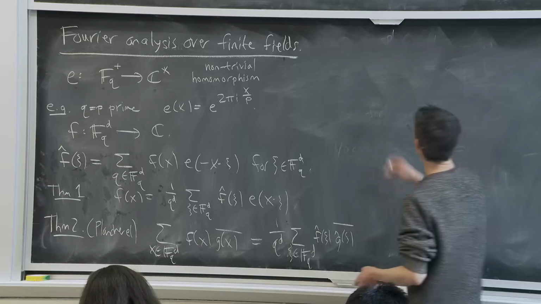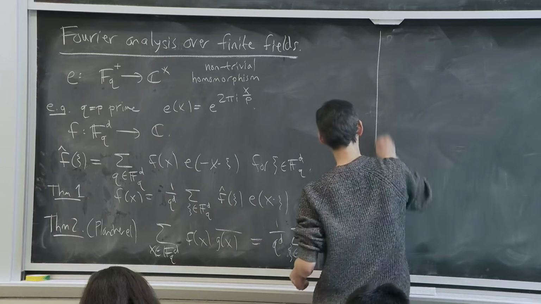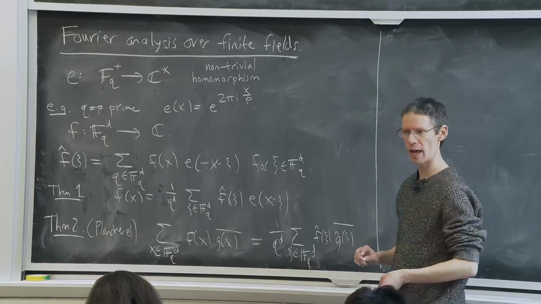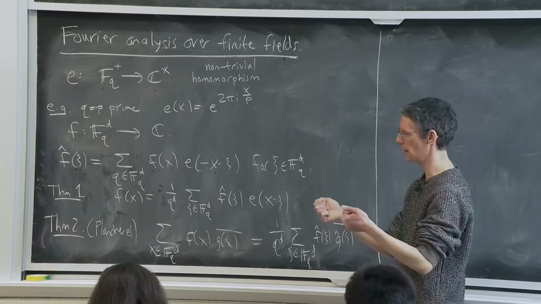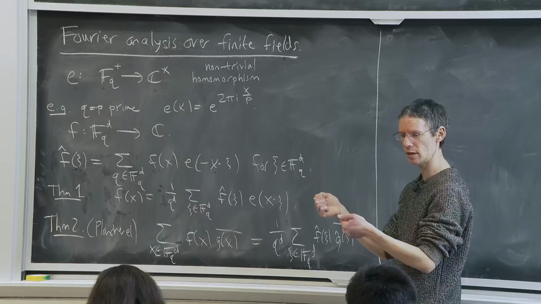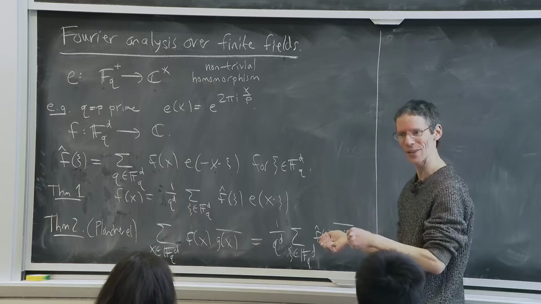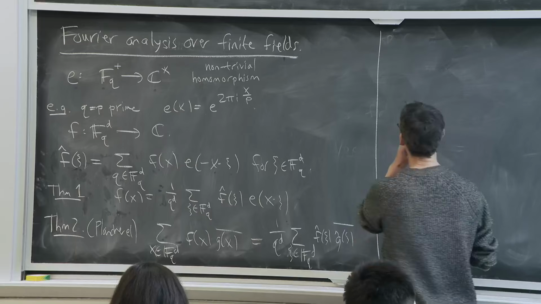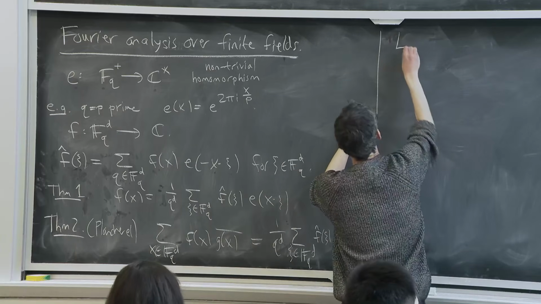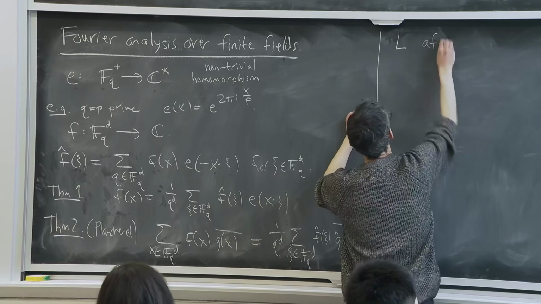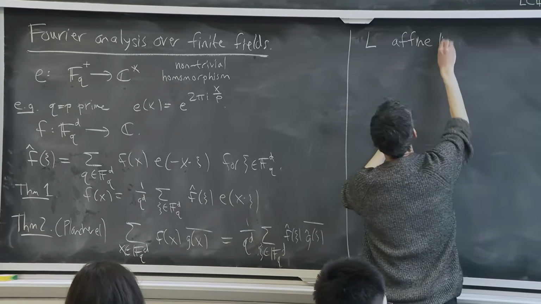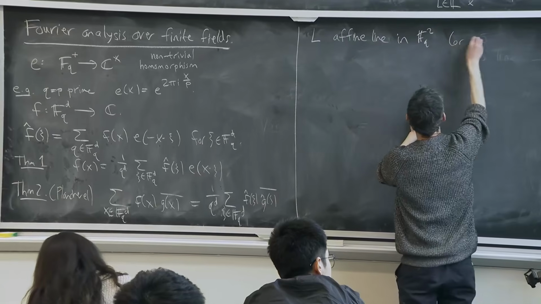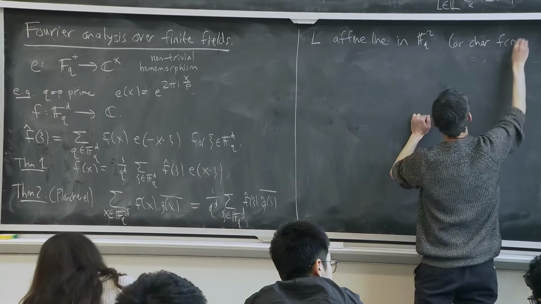OK. So now, if you take the characteristic function of a line, you can take its Fourier transform, and something interesting happens that represents an important connection between lines in the Fourier transform, and therefore between projection theory and the Fourier transform. So, here's what happens. Suppose L is an affine line in F_q squared, or really the characteristic function of the affine line.